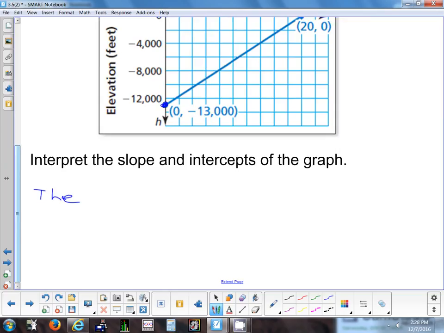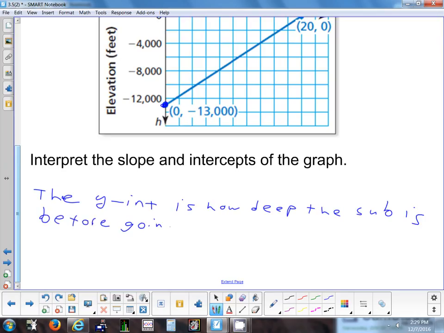I'll come back to the slope in a second. So the y-intercept shows us how deep the submarine is before it starts going to the surface. Okay? That's what the y-intercept is. How deep the submarine is before it starts going up.